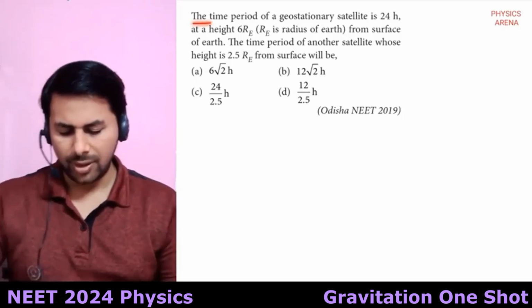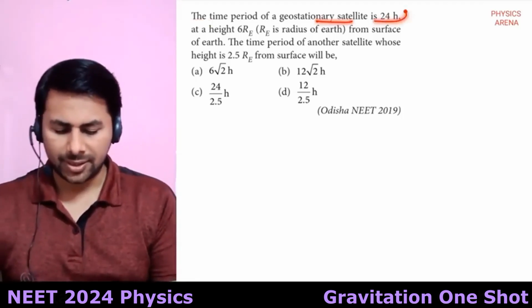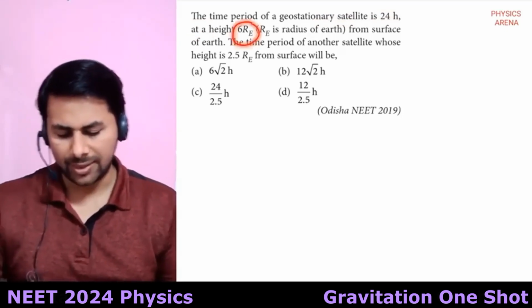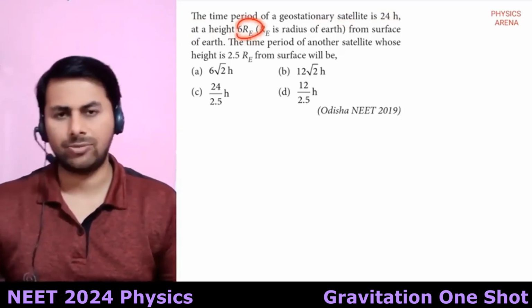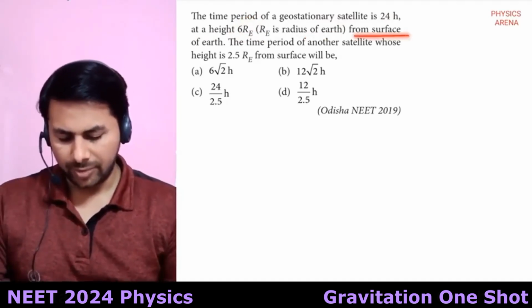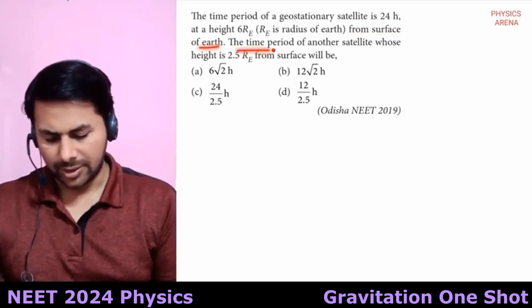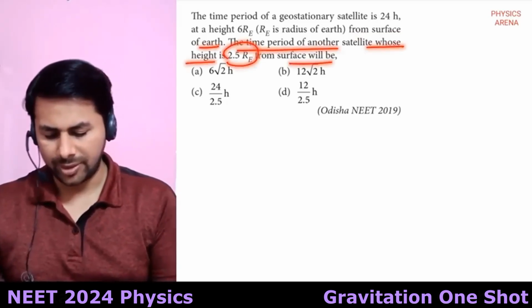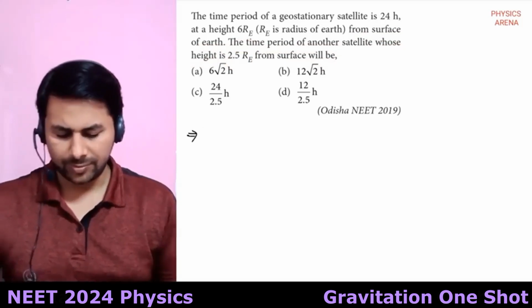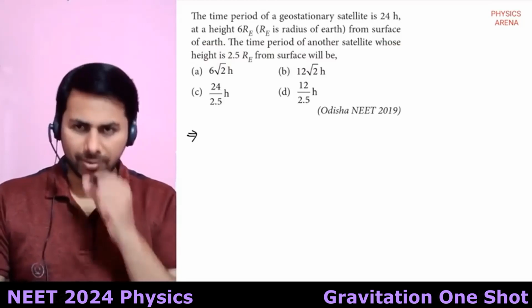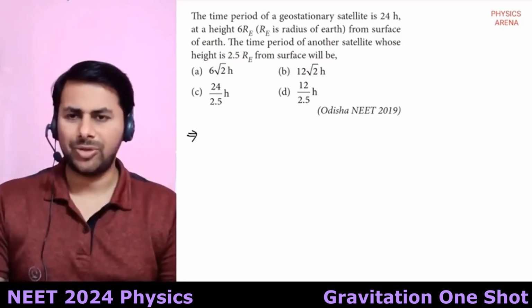See this problem. The time period of a geostationary satellite is 24 hours at a height of 6 times RE. RE is the radius of Earth, and the height is from the surface of Earth. The time period of another satellite whose height is 2.5 RE from the surface will be what? So tell me, the time period is given. What will you do?